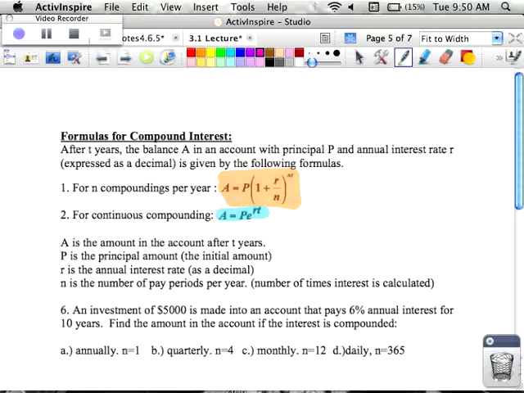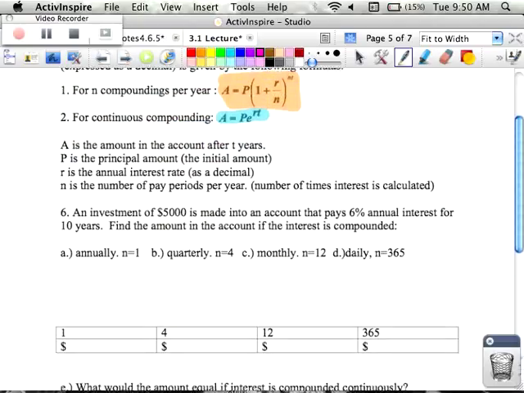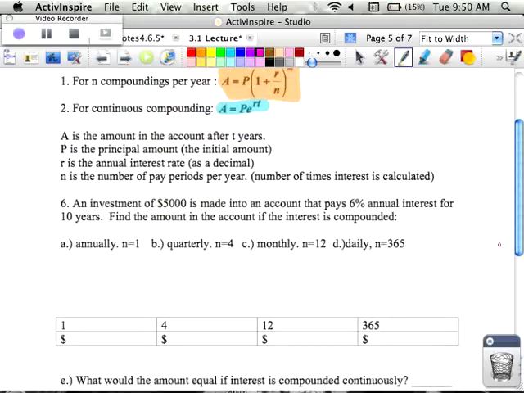So down below it says, I'm going to invest some money. I'm going to invest $5,000. What does the $5,000 represent? P. It's in an account that pays 6% annual interest, which represents R. And I'm going to go for 10 years, which represents T. I'm not going to do all of these for you, but let's talk about, for example, letter B.